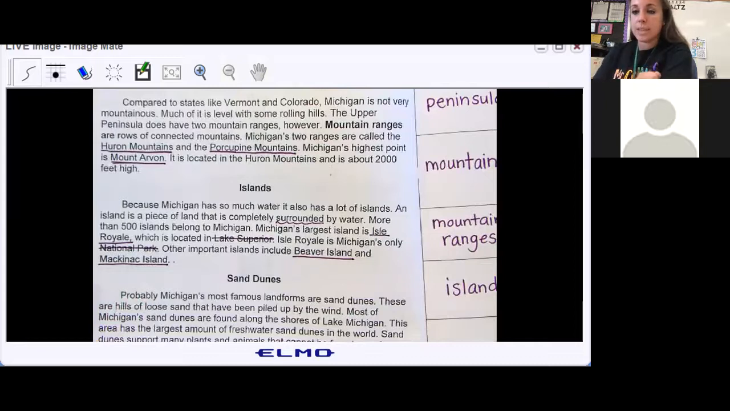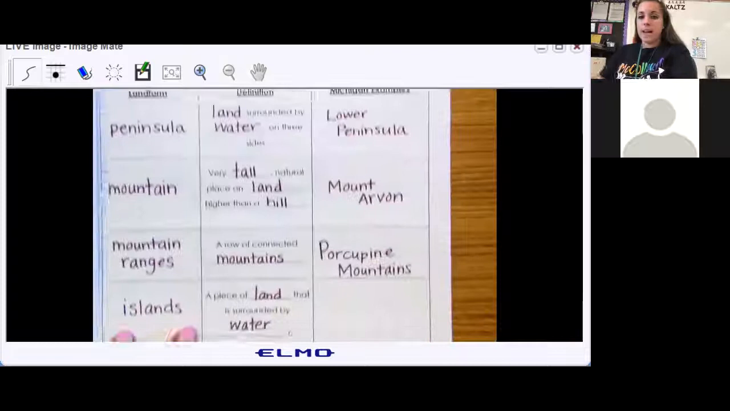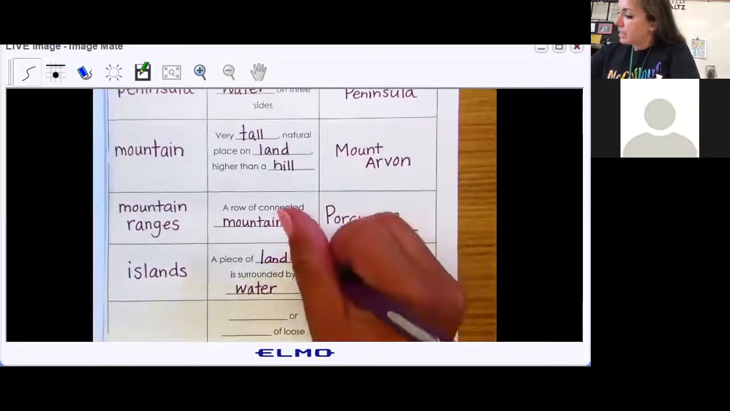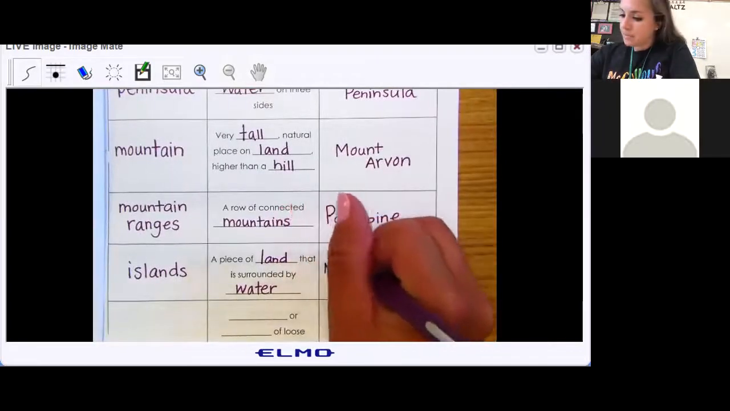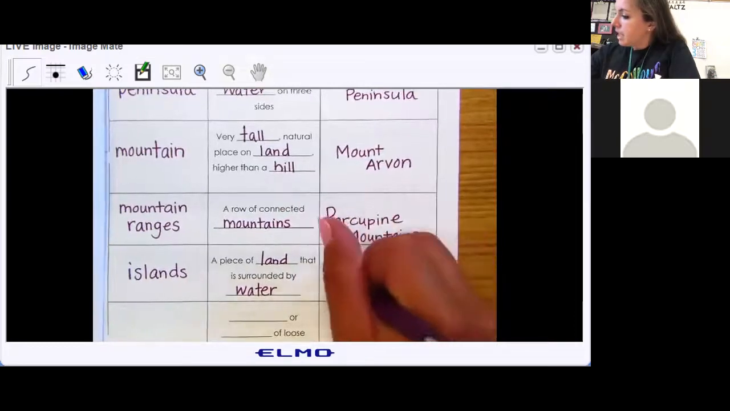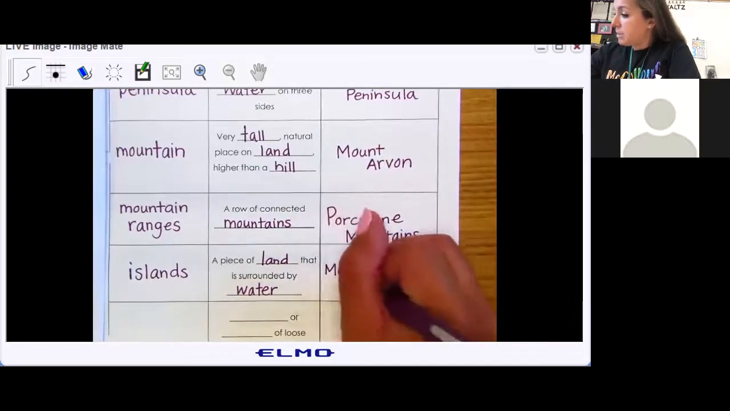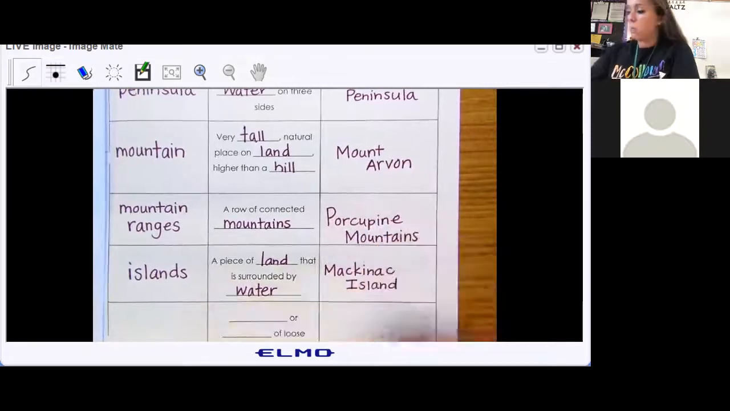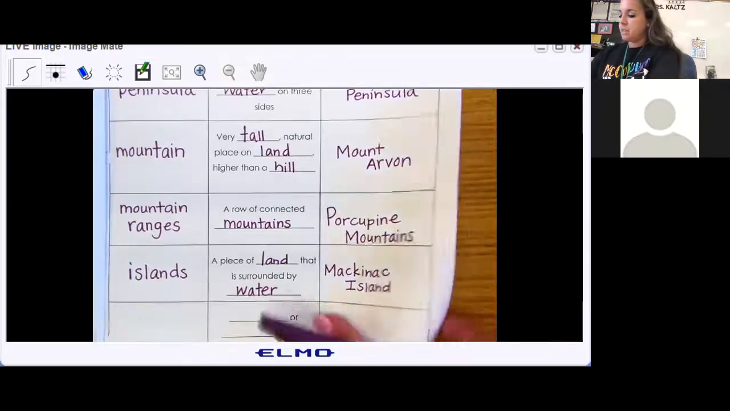You just need to write down one. I'm going to write down Mackinac Island. It looks like Mackinac. And I chose this one because I've been there before. It's where I went on part of my honeymoon with my husband. All right. Again, pause if you need to.